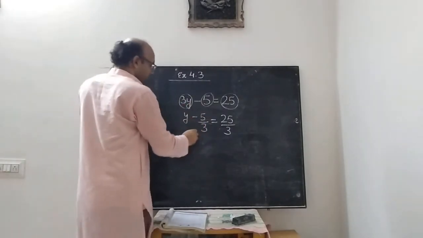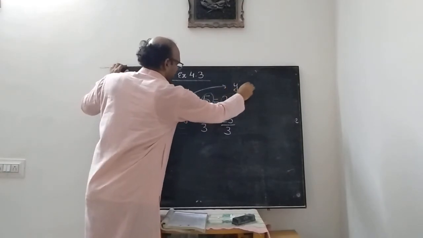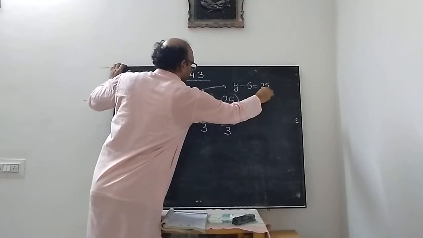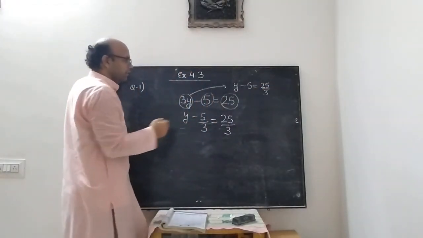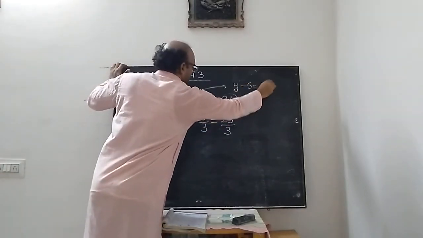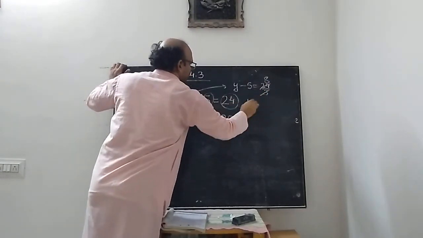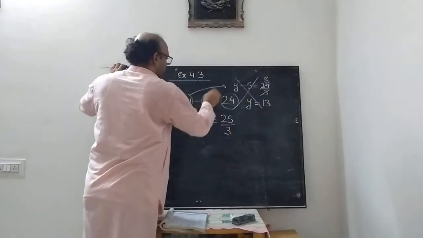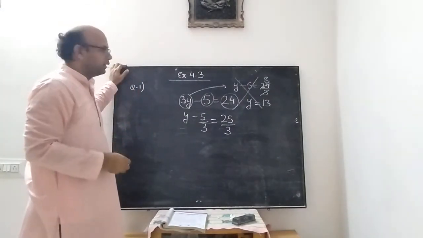Now what the child sometimes does is write y minus 5 is equal to 25 by 3. Here the child may be a little bit hesitant, but suppose the number changes to 24, he or she will write 24 by 3, cancel out and say y is equal to 30. This is an absolutely wrong way of solving this equation. So that should not be done.